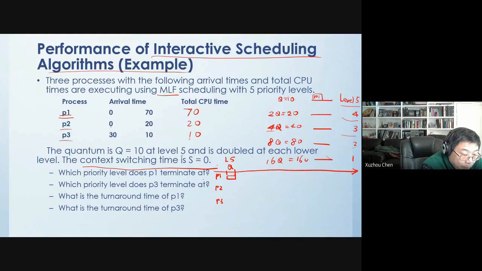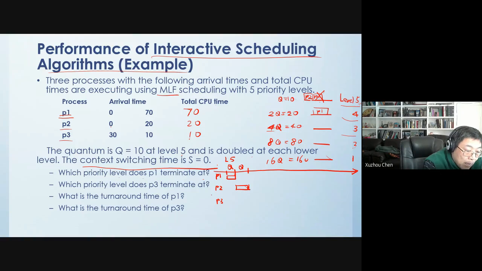Now, when process 1 completes 1 time quantum, not the whole job, there's 60 actually CPU time remaining, but process 1 is going to be placed in level 4. And then process 2 arrives. Process 1 just completed it. When process 2 arrives, based on the multi-level feedback queue, as long as you have a process in the highest priority queue, process 2 is going to get the CPU, right? And it just runs another time quantum.